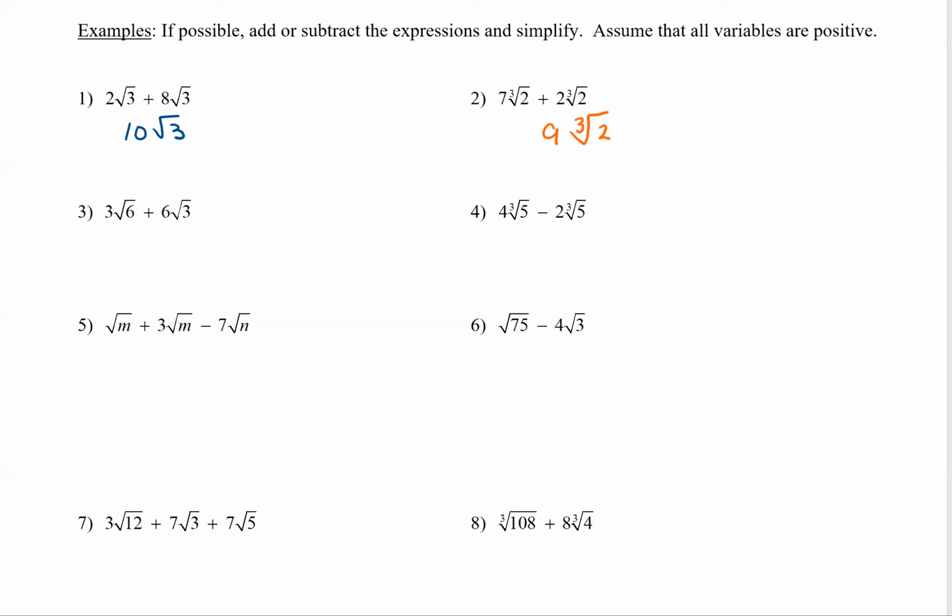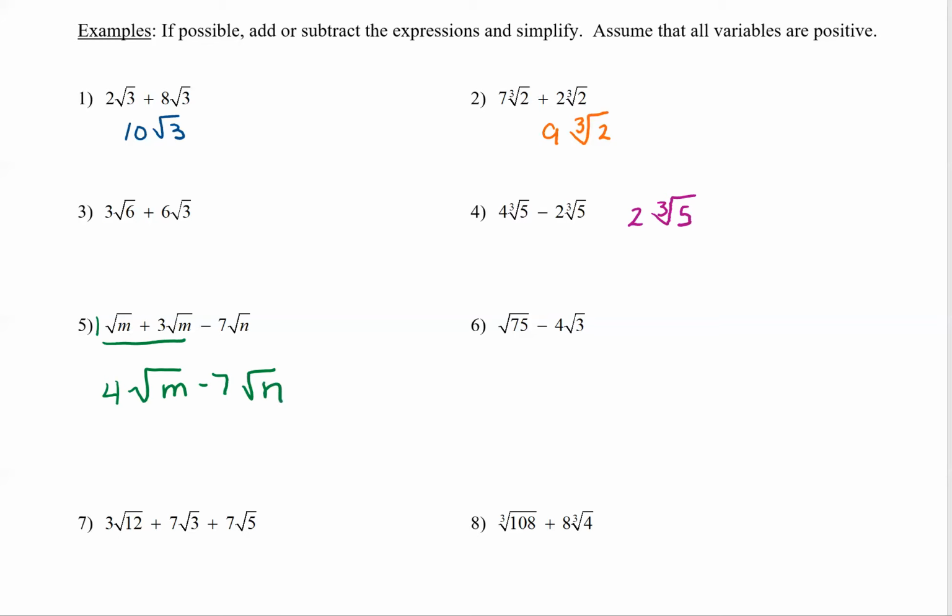Number 3, 3 square root of 6 plus 6 square root of 3 is simplified. They are not alike. Number 4, same index, same radicand. We can subtract. 4 minus 2 is 2. So our answer is 2 cubed root of 5. Number 5, well, we have like terms right here. So there's a 1 in front of that. So we can add 1 plus 3, 4 square root of m minus 7 square root of n.